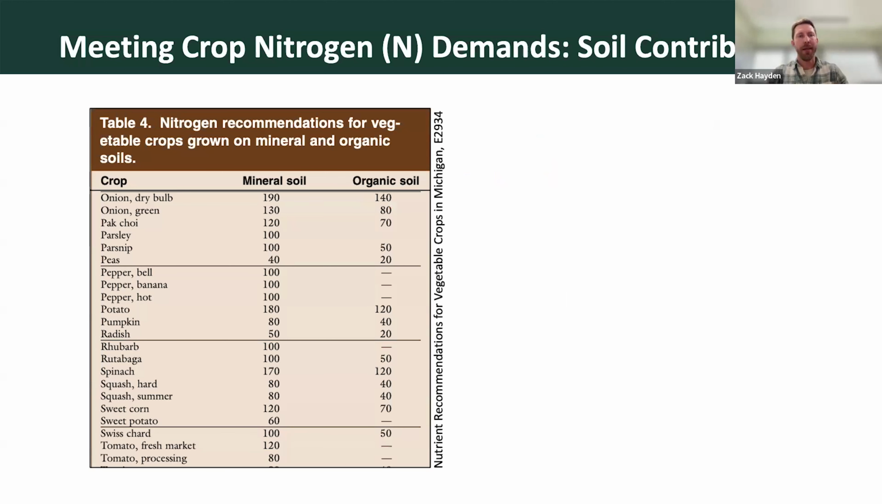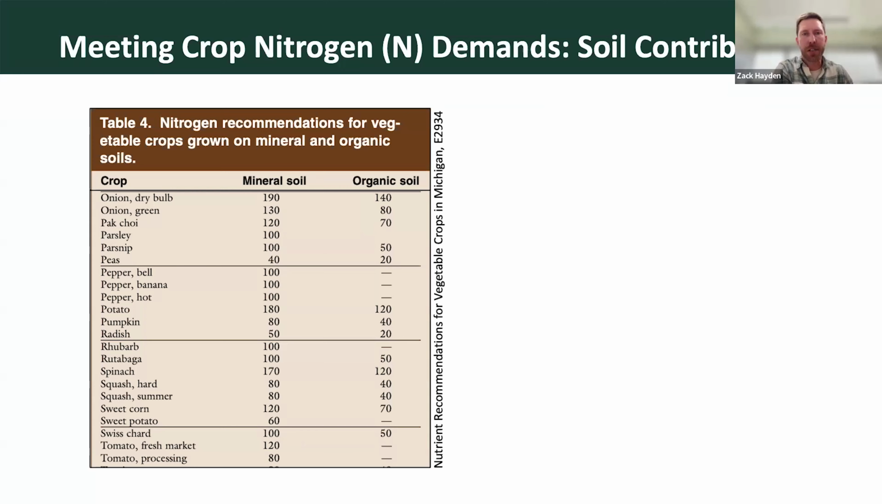Okay, so first, meeting crop nitrogen demands. So all of this starts with understanding, across the great diversity of vegetables that many of us are likely growing, what are the nitrogen requirements for these crops. And of course, it's going to vary, right? So most of us have a general sense of what's going to be a low nitrogen demand crop, things like radishes, short duration peas. Those are going to be on the lower end of the spectrum.